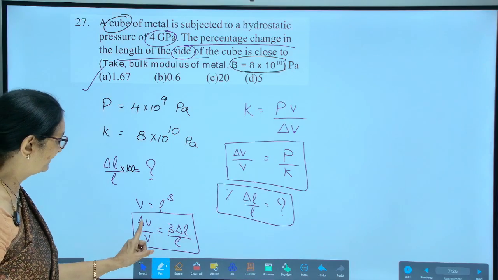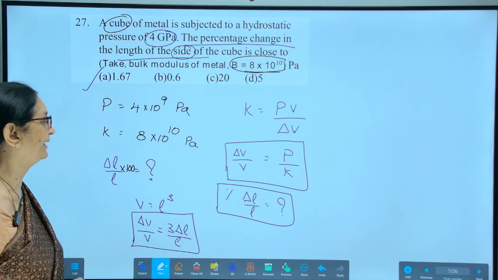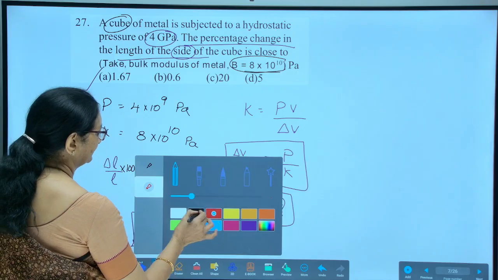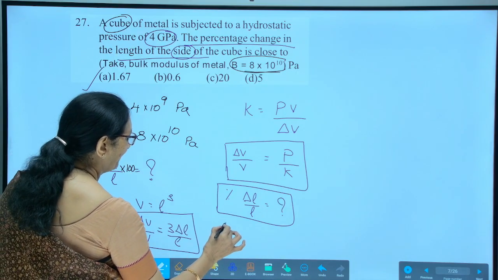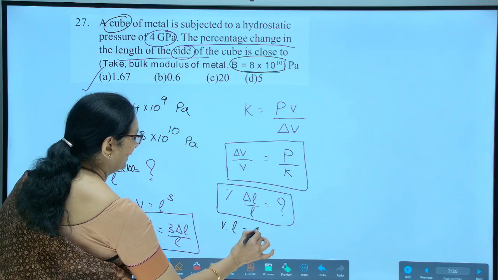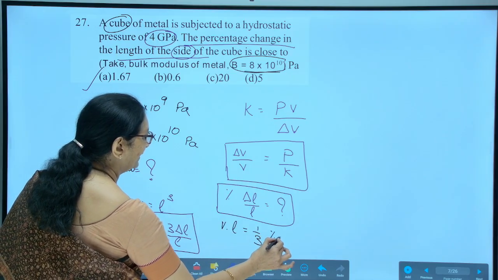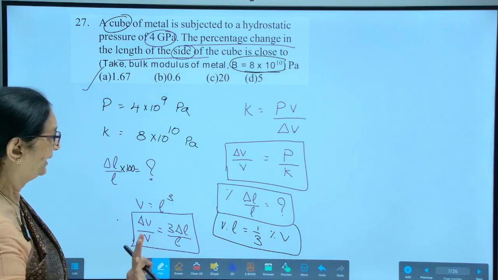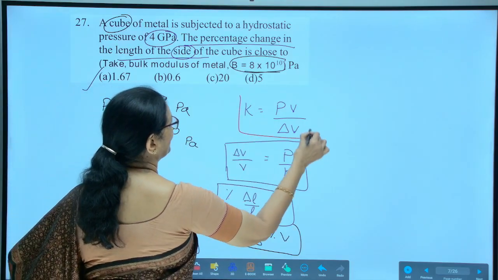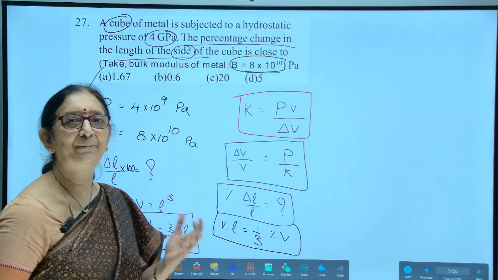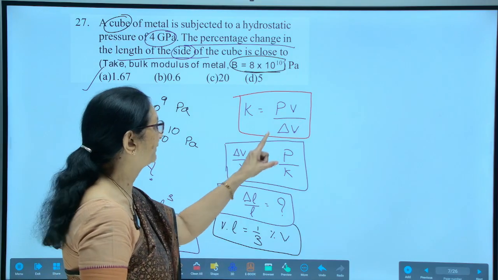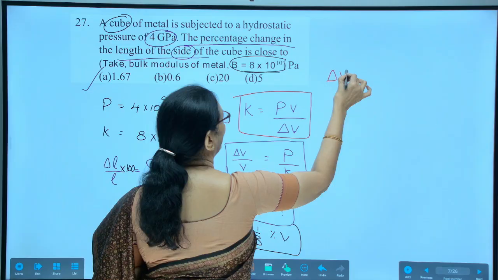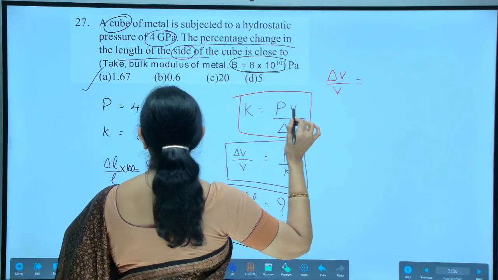So delta V by V is 3 into delta L by L. From that we can say, look here, percentage change in L is equal to 1/3 of percentage change in V. That is the key factor here. Now we know only this expression for the bulk modulus, P V by delta V. From that, delta V by V is equal to P by K. So let us try to find out delta V by V, that is equal to P by K.